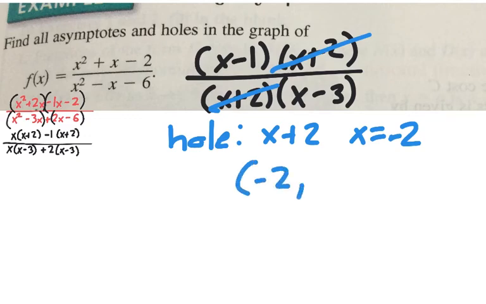And so how do I find the y value? Well, I'm going to plug negative 2 into the new reduced factored form. So imagine that we canceled x plus 2 on top and bottom. So now I'm going to plug negative 2 into this simplified factored form. So that's negative 2 minus 1, which is negative 3. Negative 2 minus 3, which is negative 5. So the y value would be negative 3 over negative 5, which simplifies to just be 3/5. So there's a hole in my graph at negative 2, 3/5.